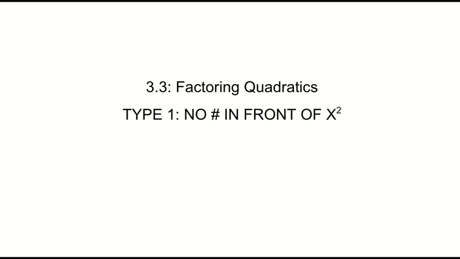3.3 asks you to factor. I'm going to use 3 slides to go over this one. The first type of factoring is if you don't have a number in front of x squared, like this. And on this one, you want 2 numbers that multiply to the last number and add to the middle number. My 2 numbers that multiply to negative 14 and add to 5 are 7 and negative 2. And these are my factors right here.